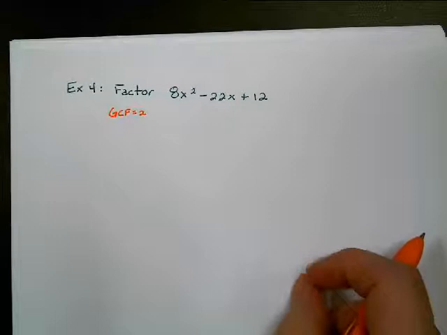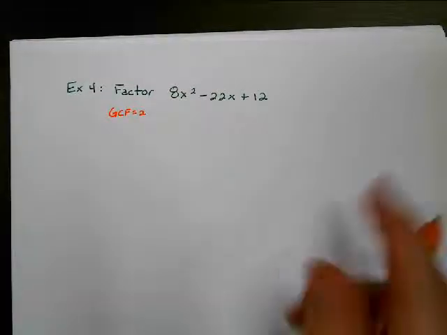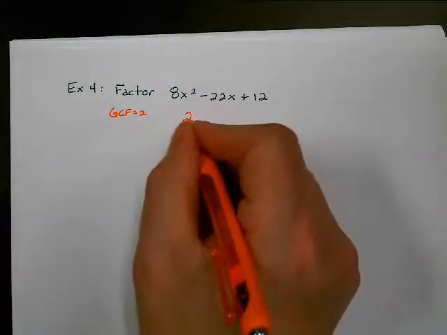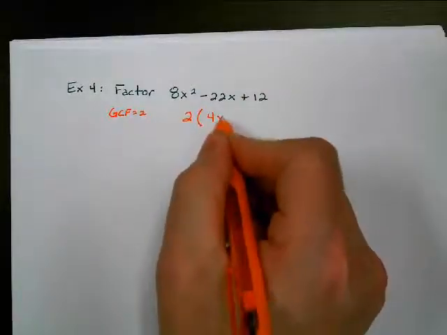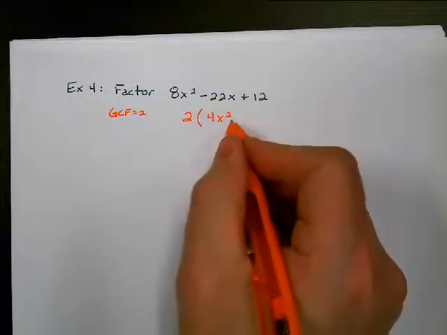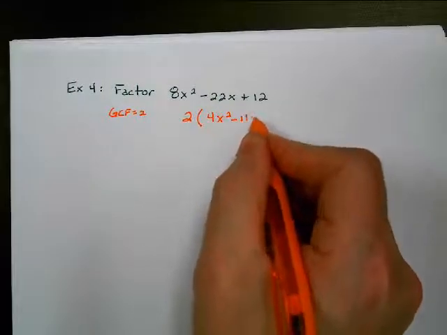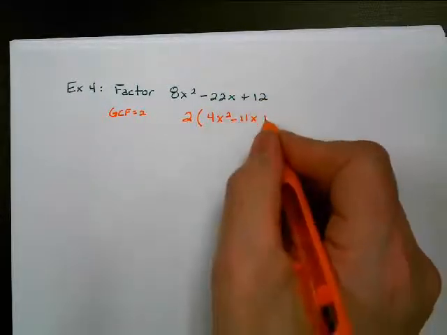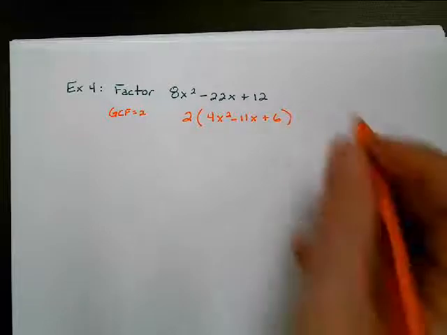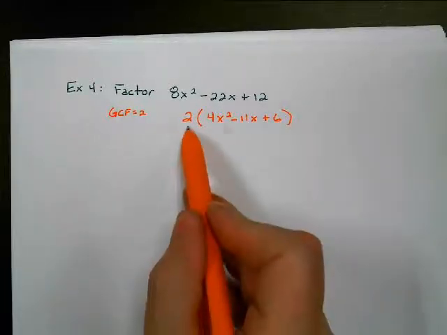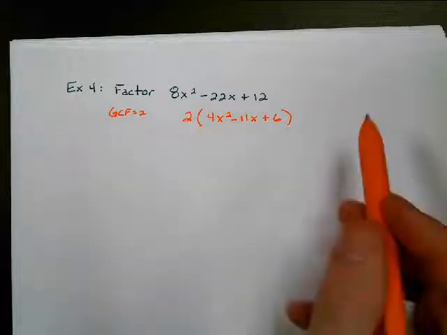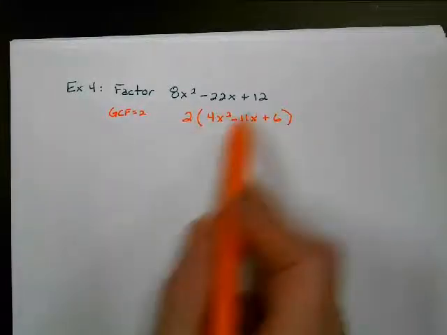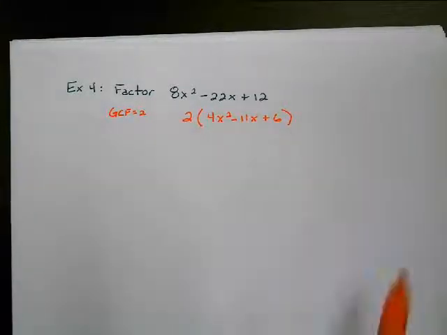So I'm going to change this into 2, and then this would be 4x squared. This would be negative 11x, and this will be positive 6. Now the nice thing here is, now that I factored out the 2, I've got smaller numbers to deal with. I don't have to deal with 8, 22, and 12. Now I've got 4, 11, and 6. That's much more doable.